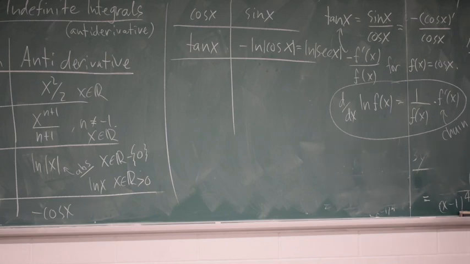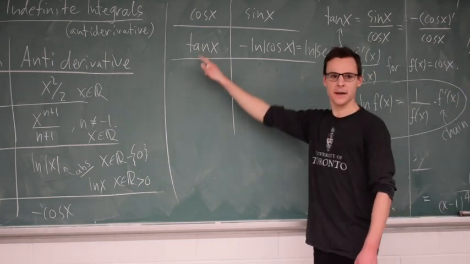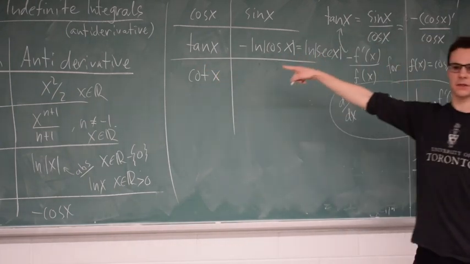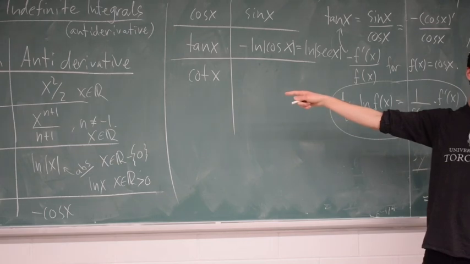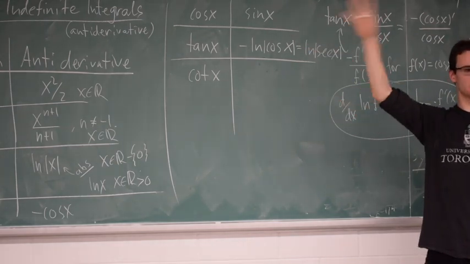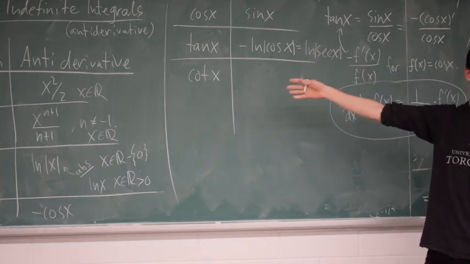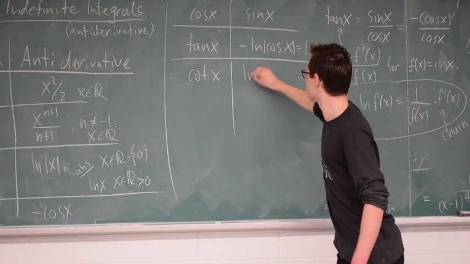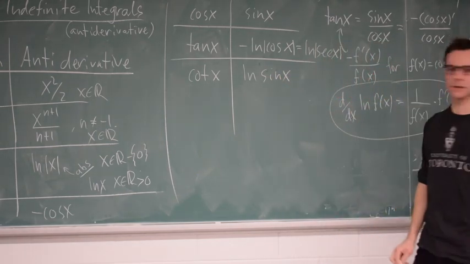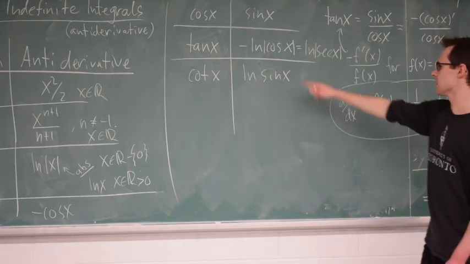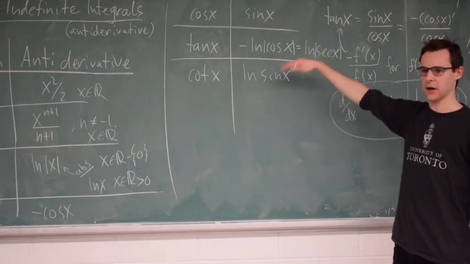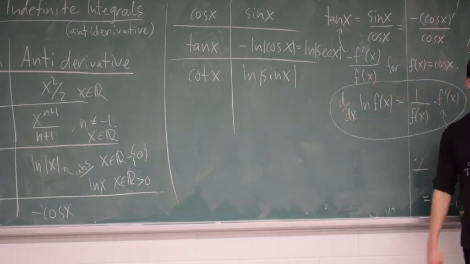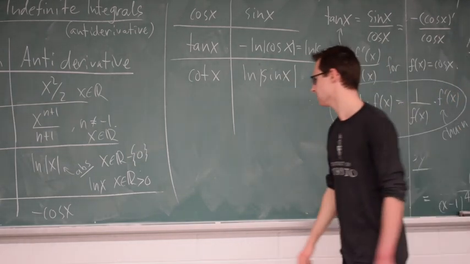Other special functions. If you know how to do tan x, you'll know how to do cotan x. This is cos over sine, right? And cos over sine is sine prime over sine. So what is the antiderivative? Ln of sine. And again, check it. If you don't believe us, take the derivative. 1 over sine times sine prime is cos. Cos over sine, cot. Add the absolute value if you want to extend the range of the formula.